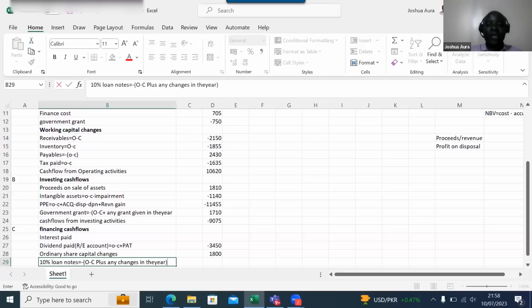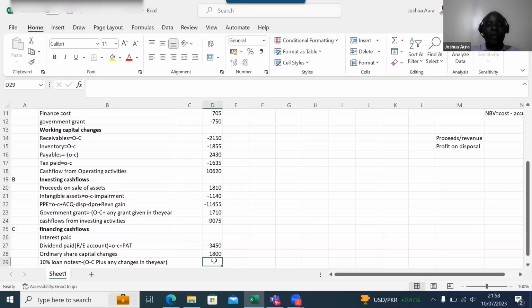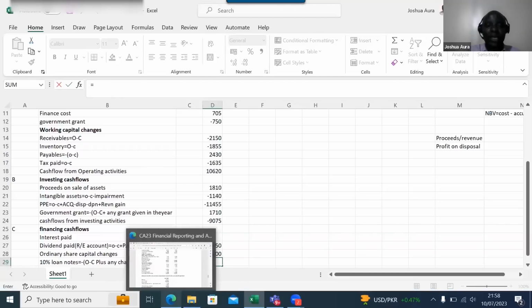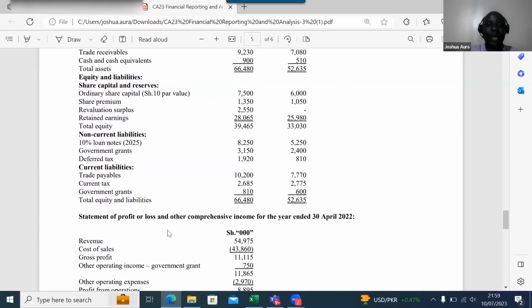I take this black thing up. So then, ladies and gentlemen, this is what I have. I will say equals. Under 10% loan notes, what do I have? You'll again get Saturn talking to you. You get somebody saying 8250 minus, no, it's opening minus closing, so it will be 5250 minus 8250. Do we get any financing on loan notes this year?